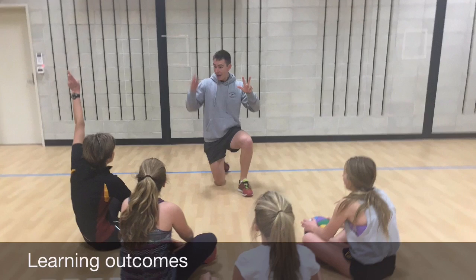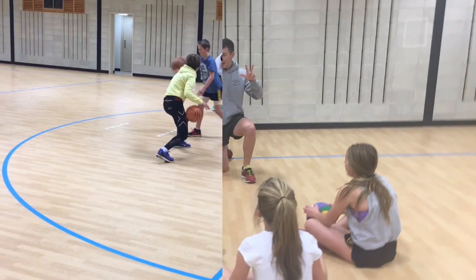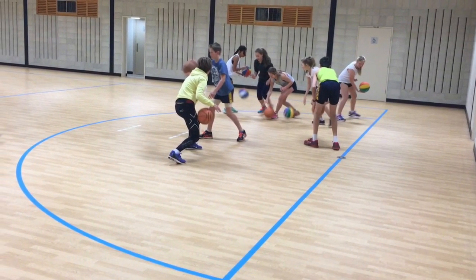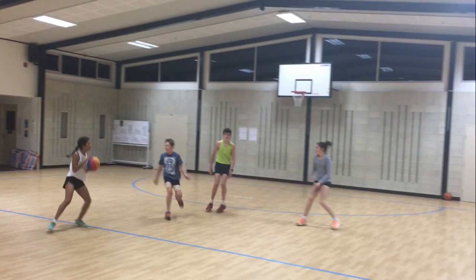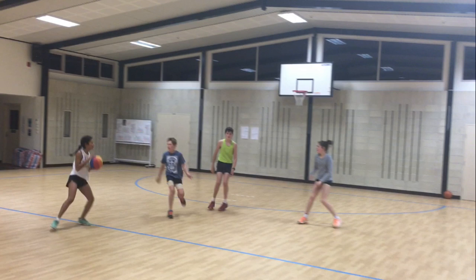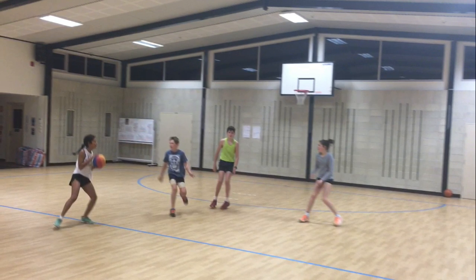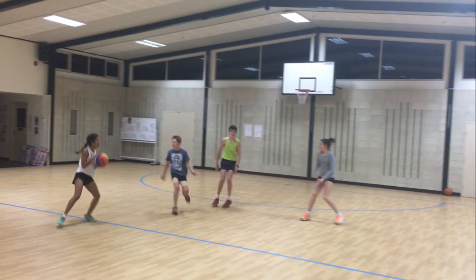Next, we discussed what learning outcomes we would achieve today. By the end of the lesson, students will be able to dribble with their non-preferred hand and their preferred hand and complete chest passes in accordance with the Tasmanian Fundamental Movement Skill Manual.